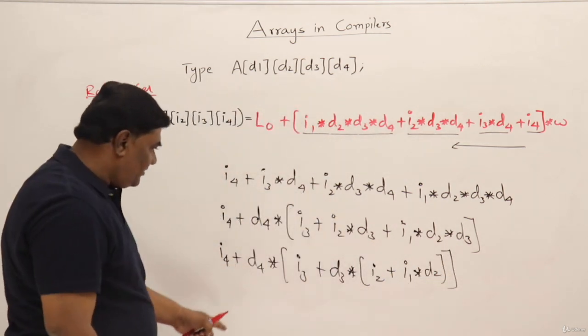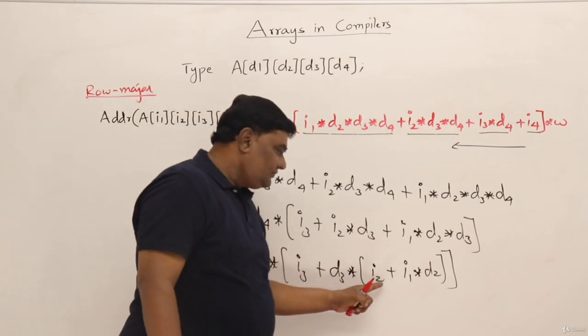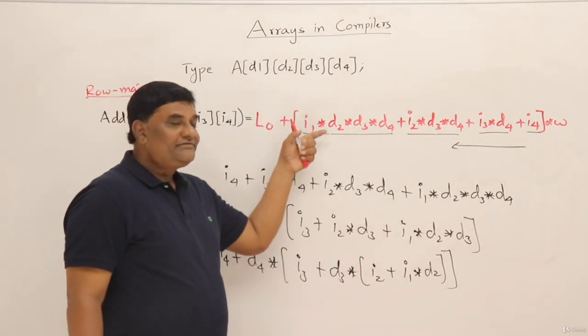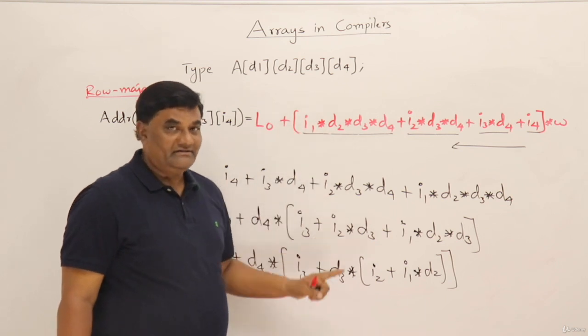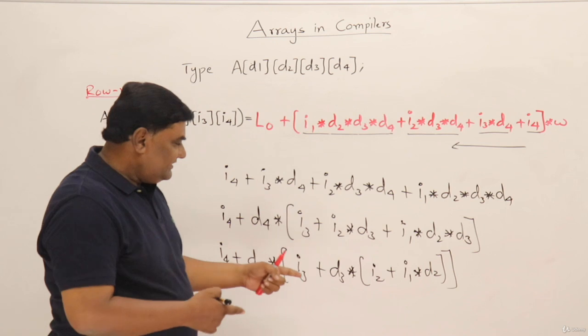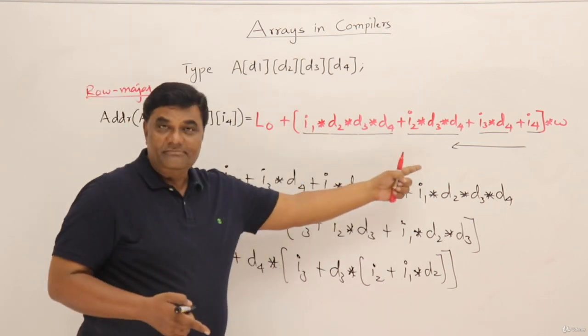So I have taken D4 common and D3 common. Now only two terms are remaining here. Further, I cannot take anything common. This formula can be rewritten like this by taking dimensions as common. Now this is the same thing as what is inside the brackets.